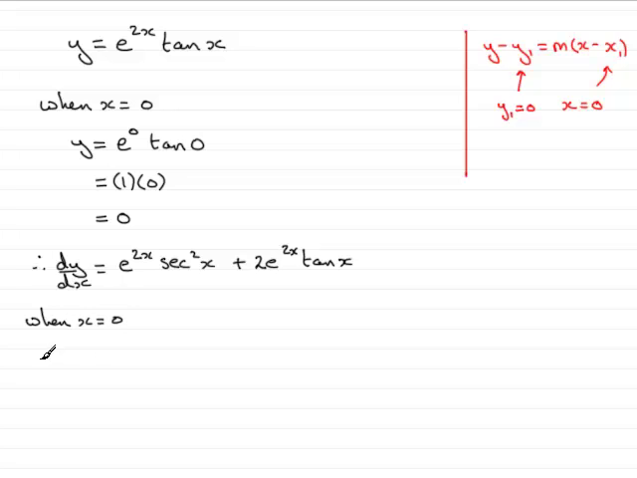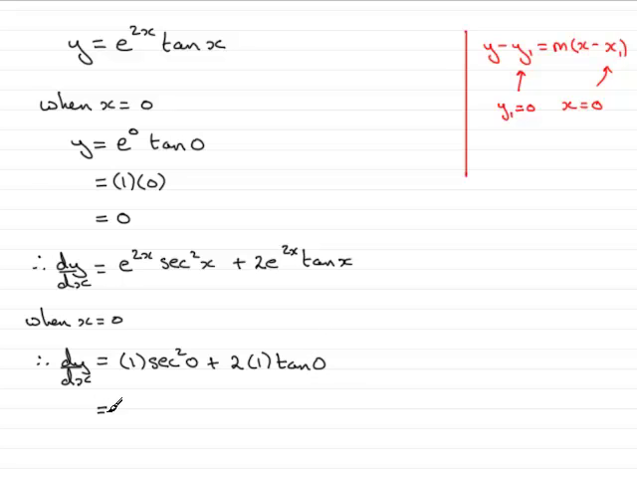So when x is 0, we have that dy by dx is going to be equal to e to the 0, which is 1, multiplied by sec squared 0. I don't know what that is at the moment, so I'll just hold that back. And then I have plus 2e to the 0. Well, e to the 0 again is 1, so that's just going to be simply 2 times 1. And then we have the tan of 0.